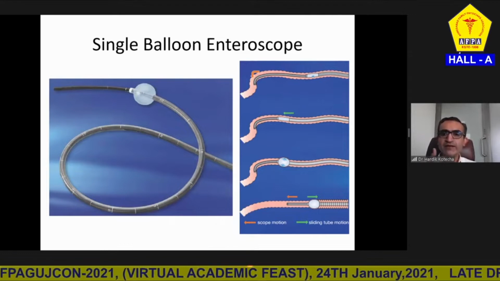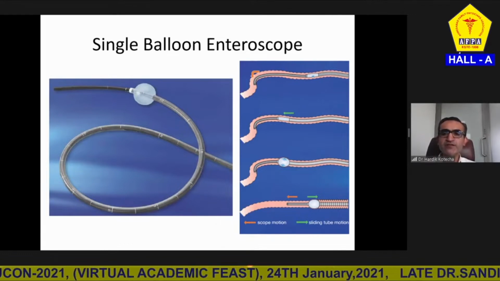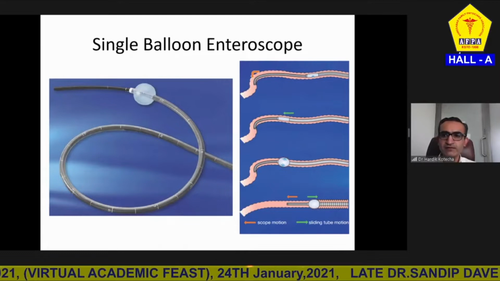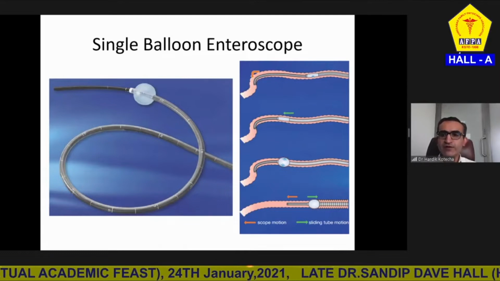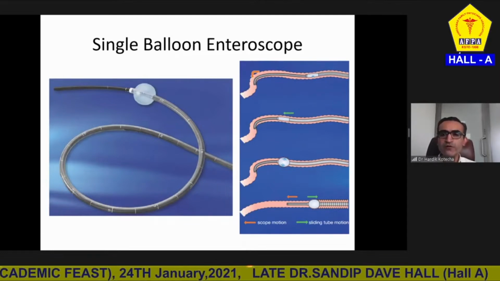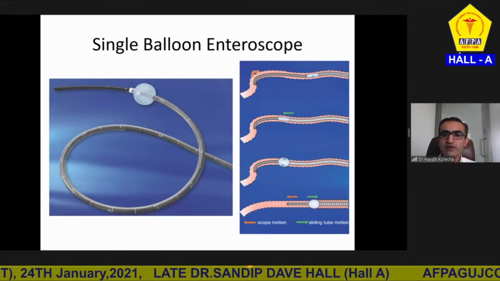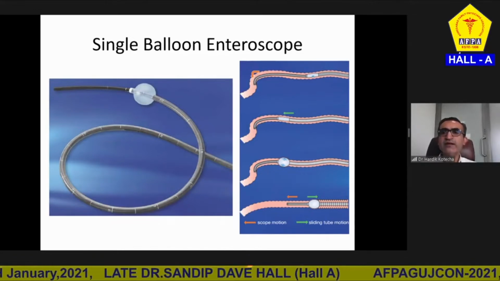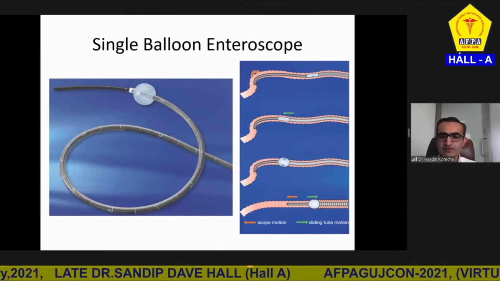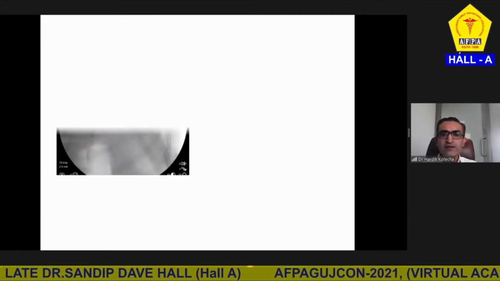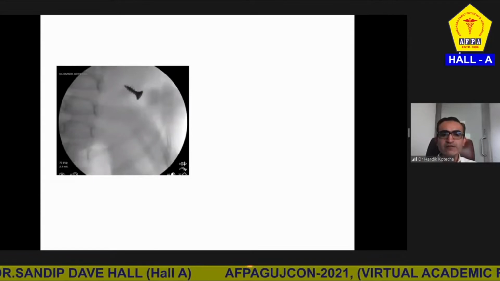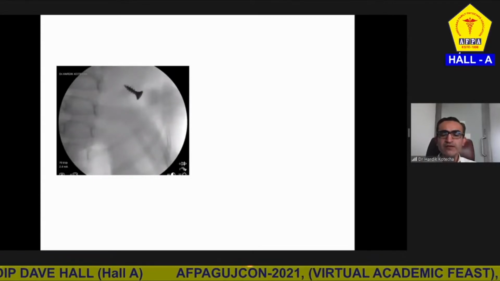And when we do it antegradely through the mouth, we are able to reach the jejunum and mid intestine. If we do it retrogradely through the colon, we can reach the distal ileum, mid ileum and the proximal ileum. So it is possible to reach the entire length of small intestine with the help of this endoscope.